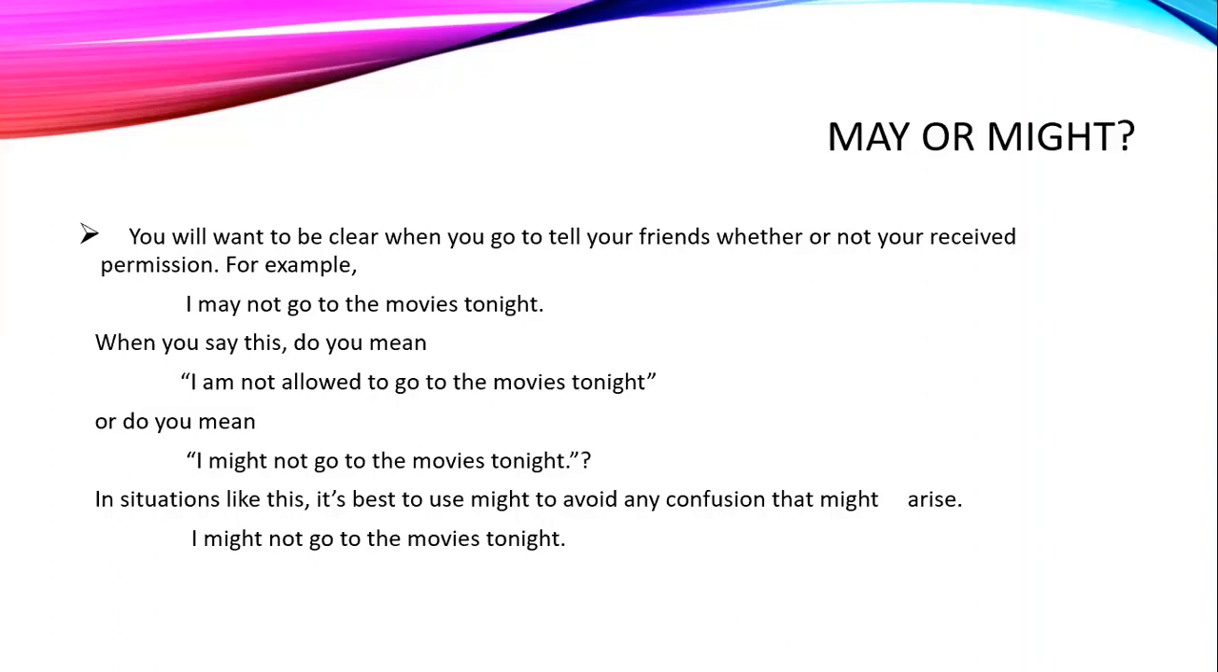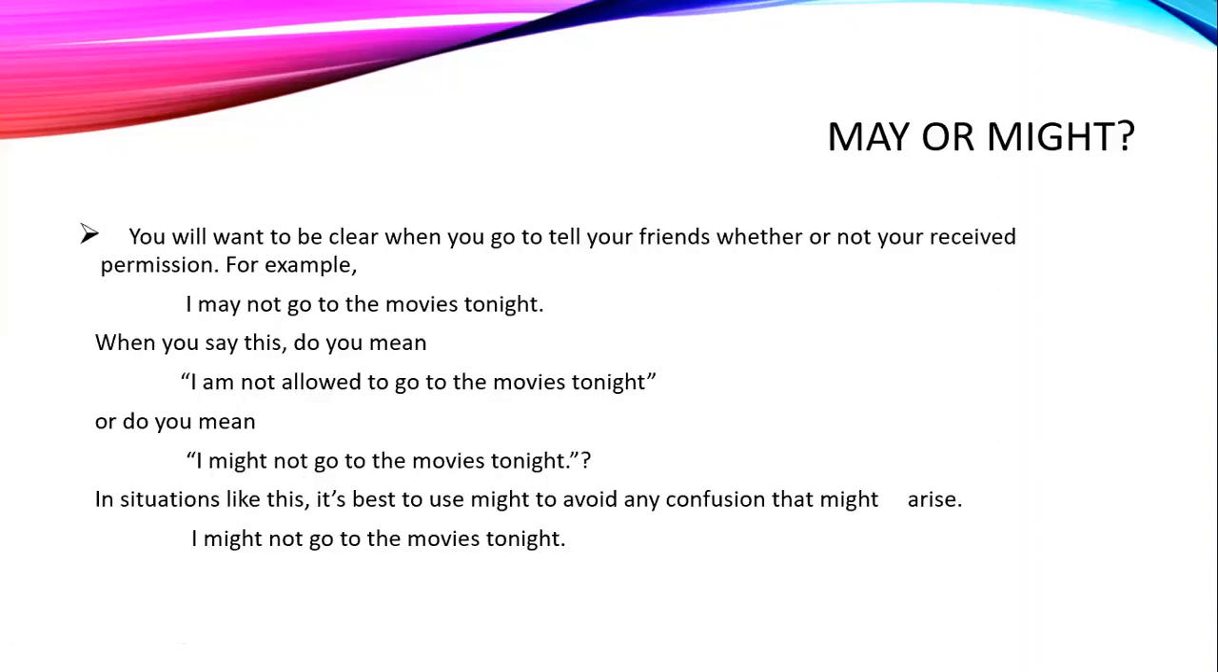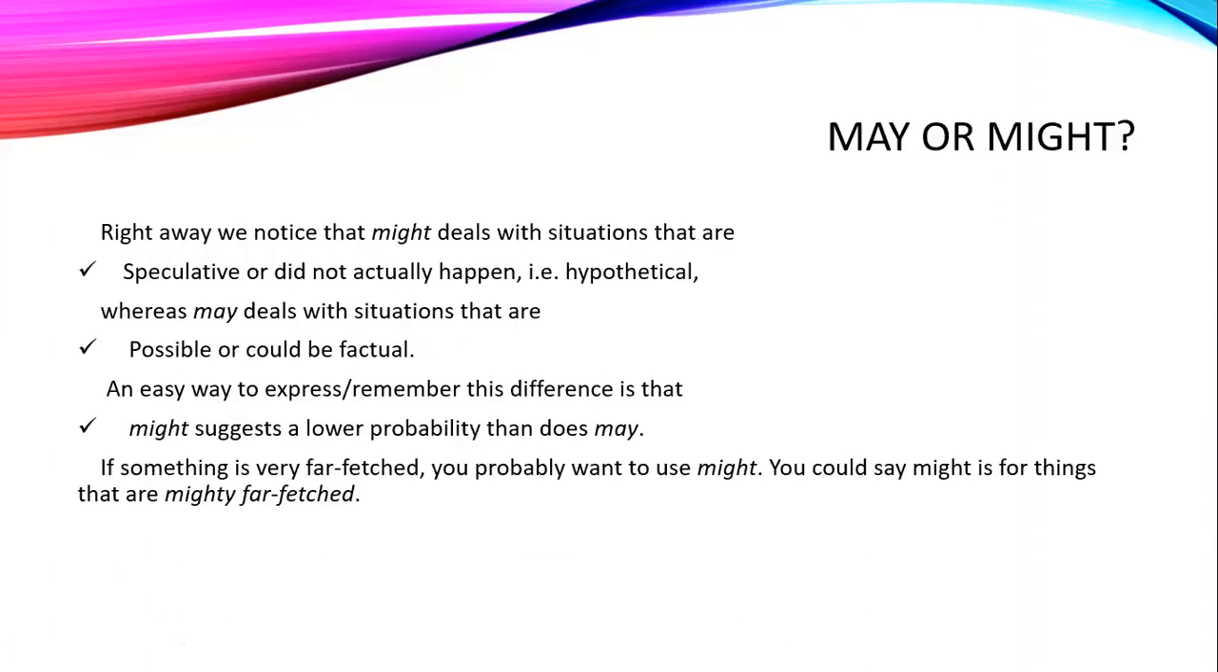When you said I may not go to the movies, what does it mean? It means that you have not been given the permission by your parents to go to the movies that night. And when you say that I might not go to the movies tonight, what does it mean? It means that there is a possibility, this is a hypothetical situation, that you might not go to the movies, that you think that you might not be able to go to the movies.